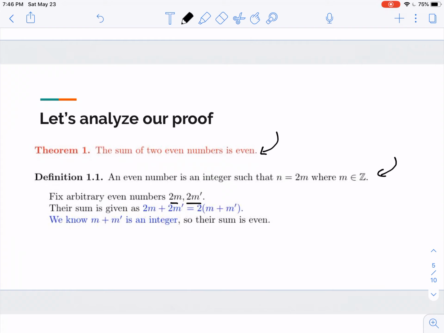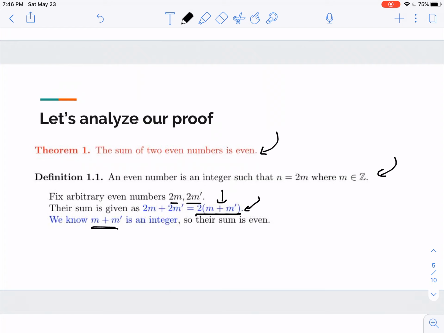And then we wrote out their sum, right? And we used the fact that multiplication distributes over addition to rewrite it as 2 times, in parentheses, m plus m prime. So that's sort of using an axiom there, right? Because it's using something that we know to be true. And then we use another axiom, because we want to show that this was an even number. So we want to show that the parenthesized expression was an integer. And we know that when we add two integers, we get an integer. That's because addition is closed over the integers. It's a fancy mathematical way of saying if you add two integers, you get an integer.